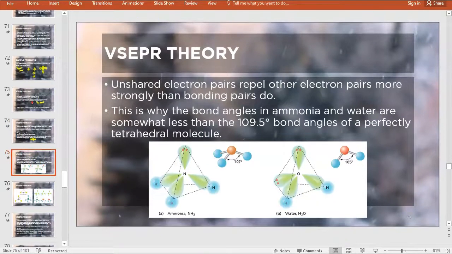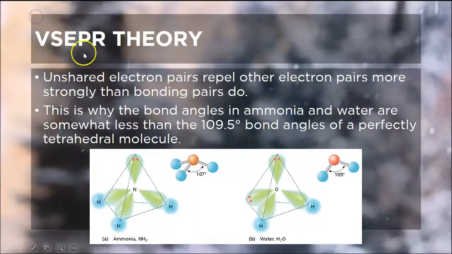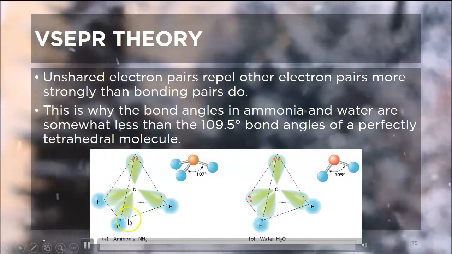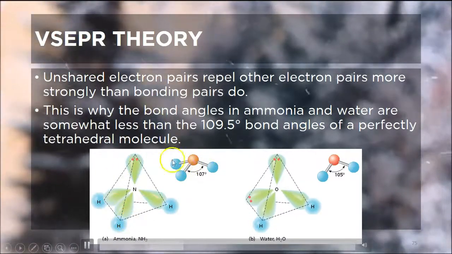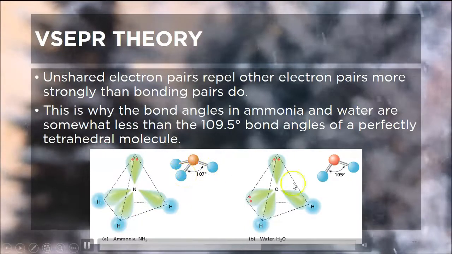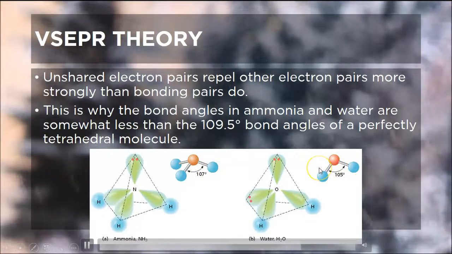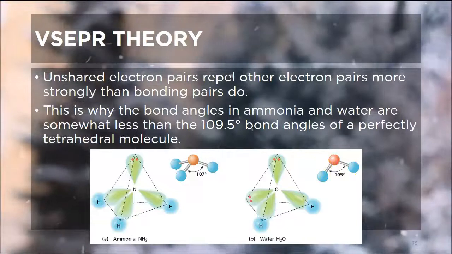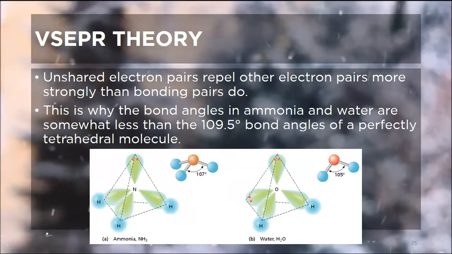As you can see here, this is just like the shapes you can see. The tetrahedron looks like that. This is a trigonal pyramid, so you have 107 degrees. And then in a bent shape, the bending is 105 degrees rather. Normally in a tetrahedron, we see that 109.5.